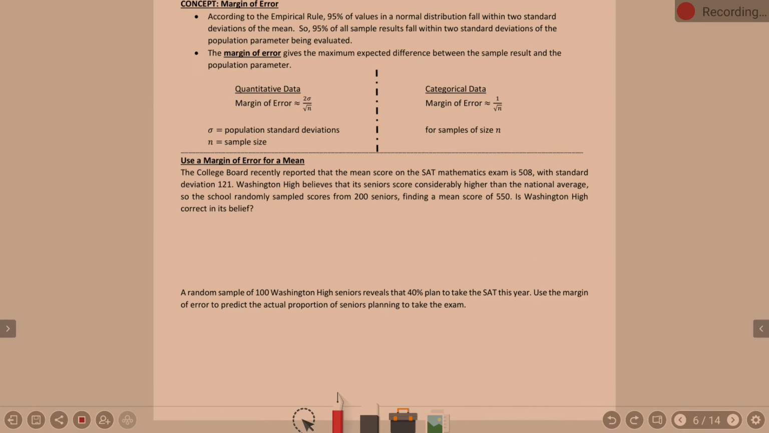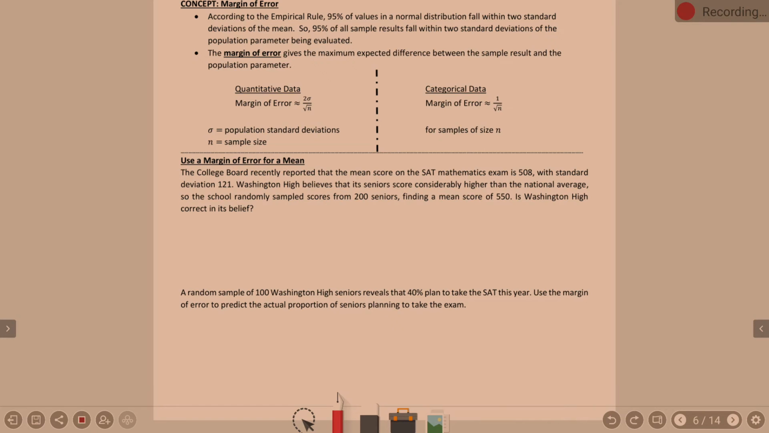And go here. According to the empirical rule, if you don't remember that vocabulary, that was our normal distribution curve where we had the 68%, 95%, 99.7%. That was that empirical rule. And according to the empirical rule, 95% of the values in a normal distribution fall within 2 standard deviations of the mean. Remember, we had 1 standard deviation at 68%, 2 standard deviations at 95%, and then 3 standard deviations with 99.7. So 95% of all sample results fall within 2 standard deviations of the population parameter being evaluated. That's the reason we've been looking at 95%.